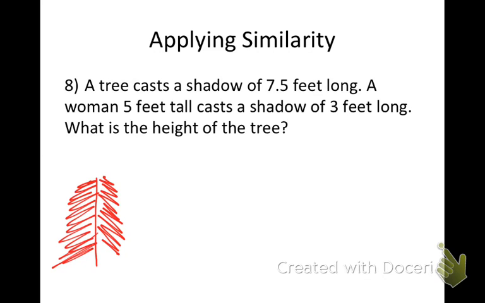So I got a tree here. The tree casts a shadow of 7.5 feet. Okay, so there's 7.5 feet. I don't know the height of the tree, so there's x. I have a woman over here. There we go. The woman's 5 feet tall. She casts a shadow of 3 feet long.